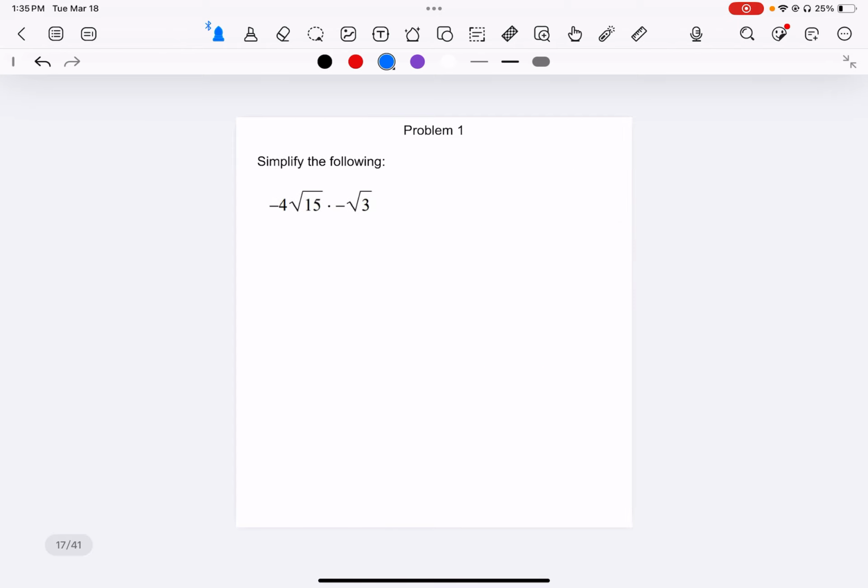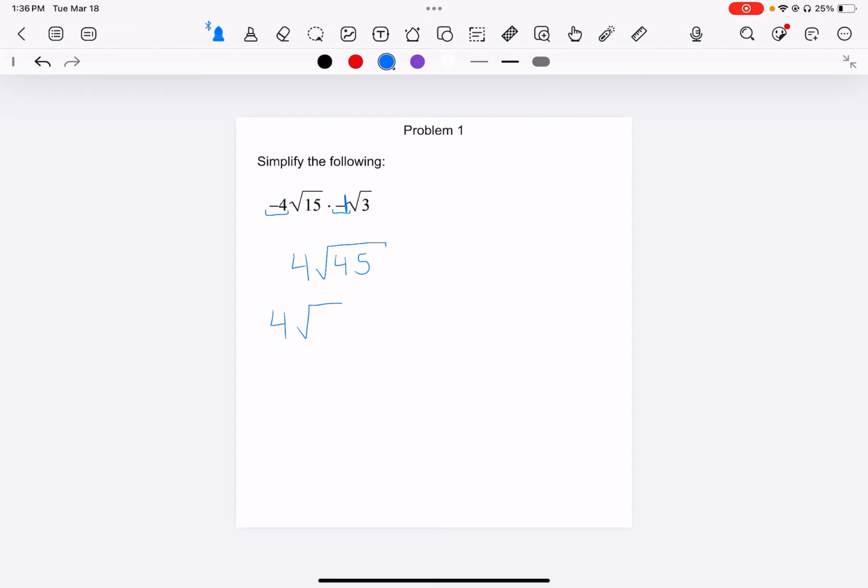Simplify the expression. Negative 4 radical 15 times negative radical 3. There's an imaginary 1 here with the negative in front of this radical. So I'm going to start by multiplying the numbers in front of the radicals. Negative 4 times negative 1 is 4. And now I multiply inside the radicals. 15 times 3 is 45.